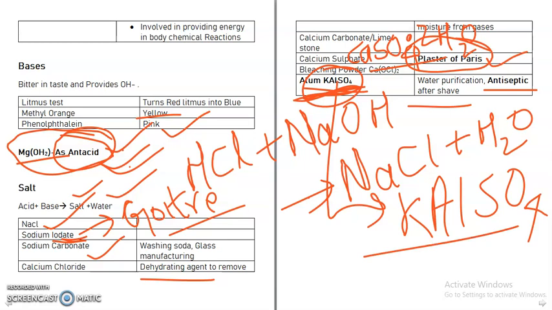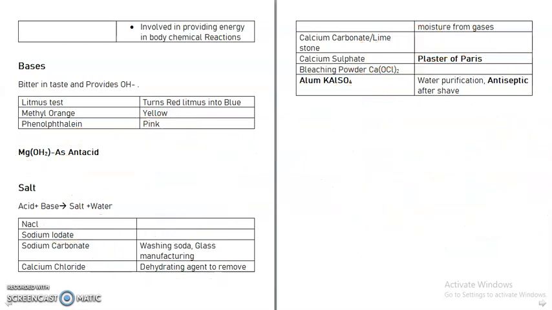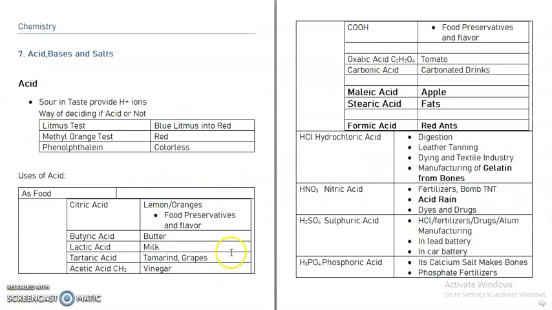Then, which kind of acid does an apple contain? Malic acid. Which acid do fats contain? Stearic acid. These are the questions they will ask, so we have to focus on the highlighted part only. Fats contain stearic acid, red ants contain formic acid.